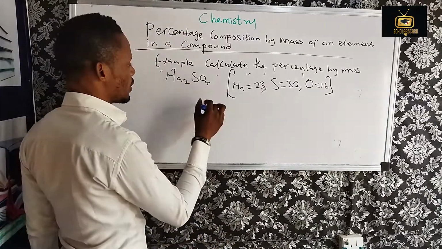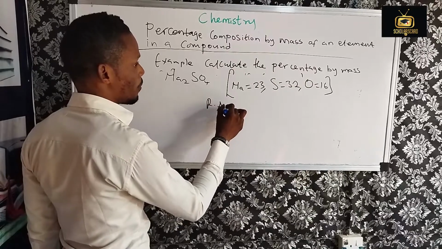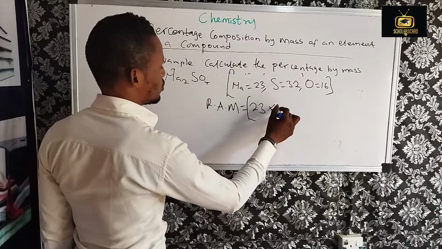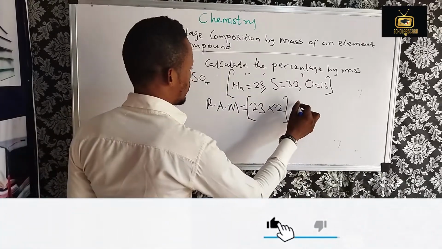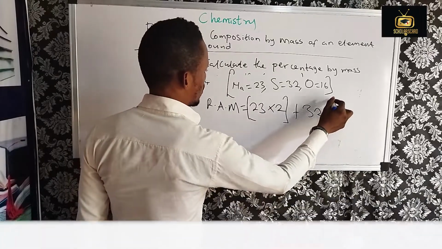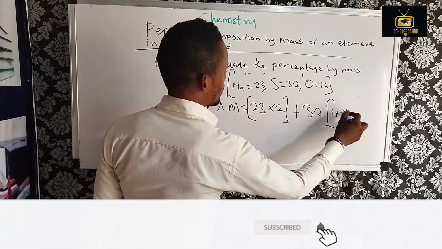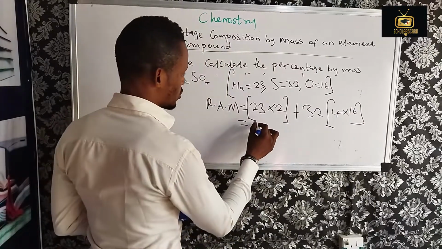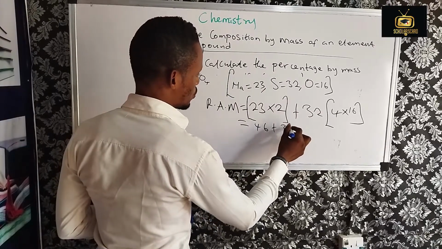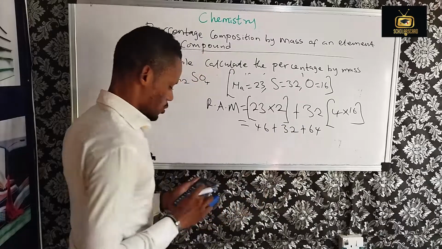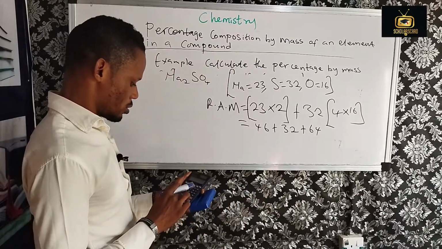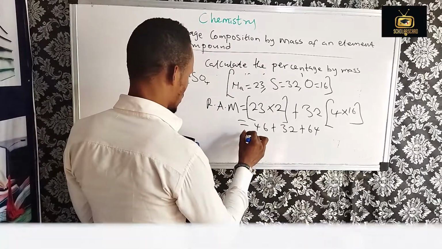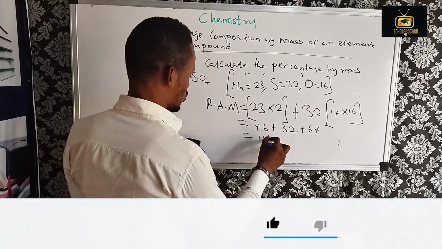Therefore, let us now calculate the relative atomic mass. The relative atomic mass of this compound is equal to 23 times 2, because there is 2 here, plus 32, plus 4 times 16. So here we have 46 plus 32 plus 64. So the relative atomic mass of sodium tetraoxosulfate 6 gives us 142.